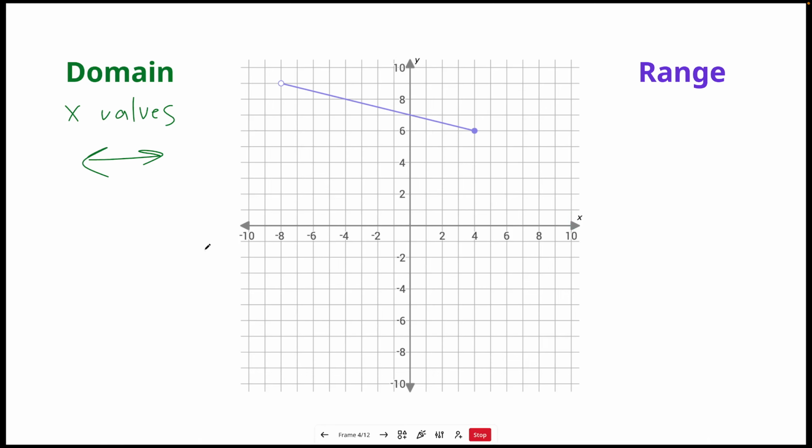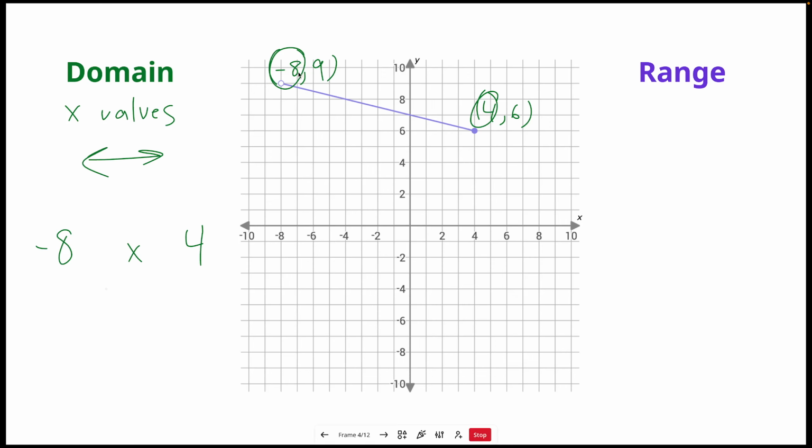So let's label our points here. On the left side here, this is -8, 9, and on the right side we have 4, 6. Now, again, we're talking about domain, so let's look at the x values. So that would be -8 and 4, which are sort of our ends here. So let's do -8, leave some space in the middle, 4, and we're going to put an x in the middle.